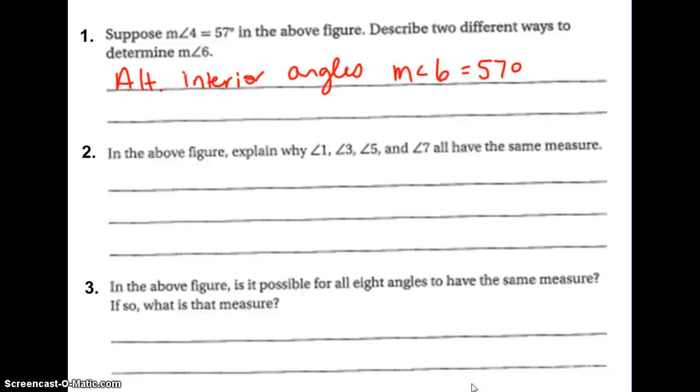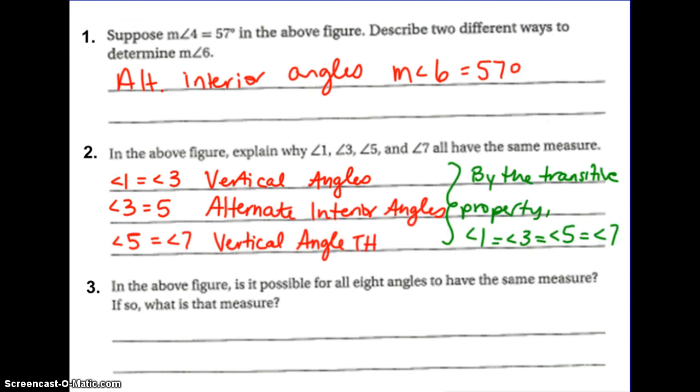Alright, explain why angle 1, angle 3, angle 5, and angle 7 all have the same measure. Well, first off, angle 1 and angle 3 are vertical angles, so they are equal. Angle 3 and angle 5 are alternate interior angles. And we know that angle 5 is equal to angle 7 by the vertical angle theorem. So by the transitive property, all four angles are equal to each other.